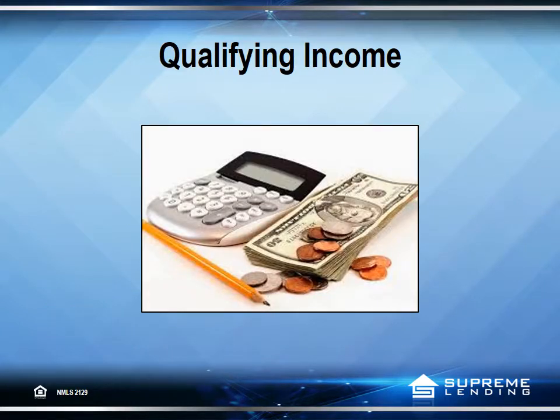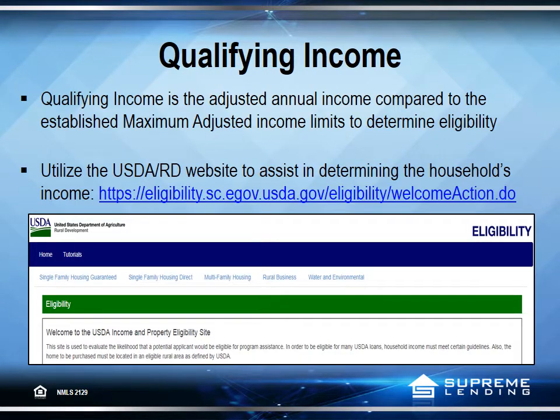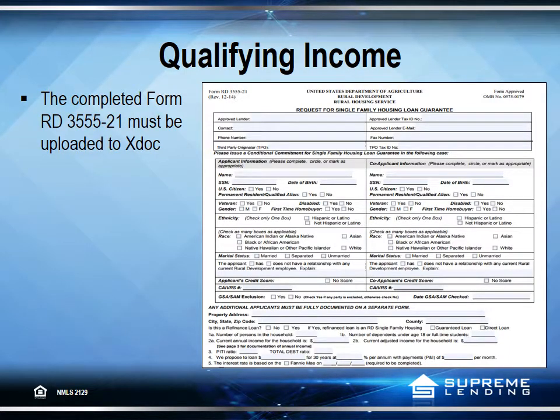Now we'll take a look at qualifying income. Qualifying income is the adjusted annual income compared to the established maximum adjusted income limits to determine eligibility. Utilize the USDA Rural Development website to assist in determining the household's income. The completed form Rural Development 3555-21 must be completed and uploaded to XDoc.